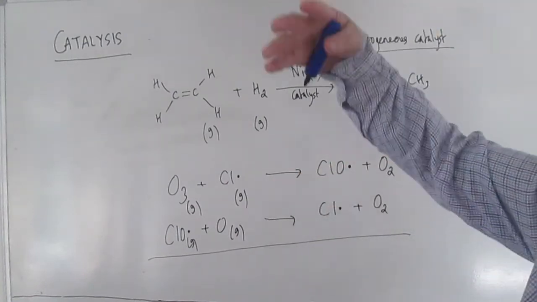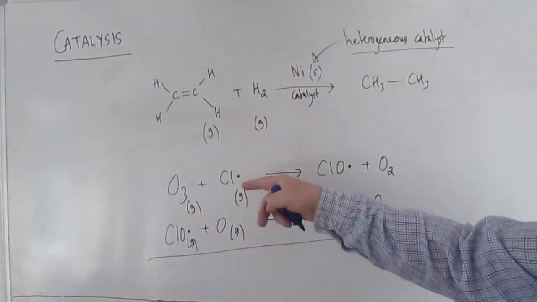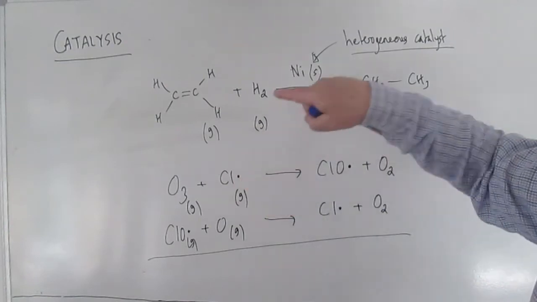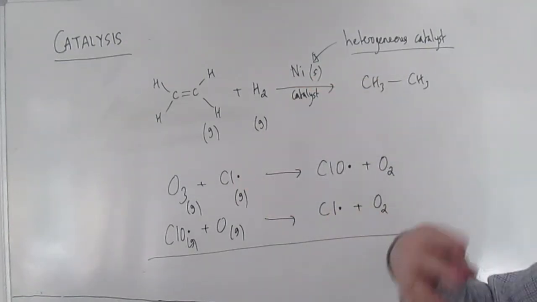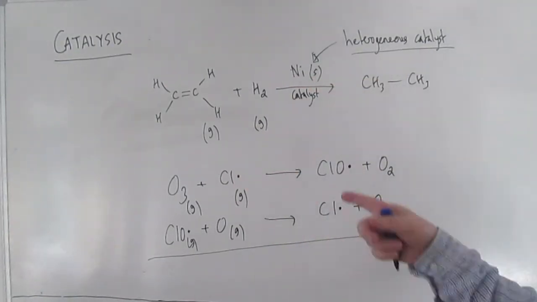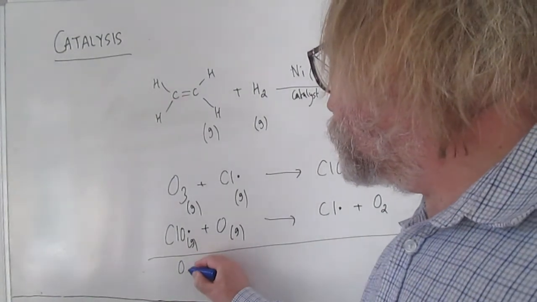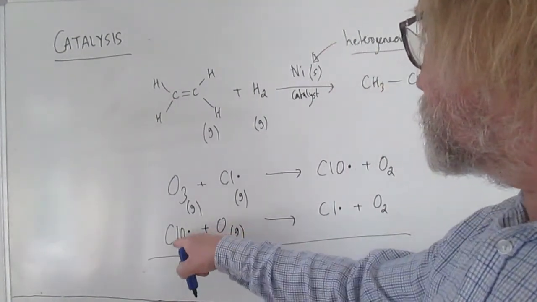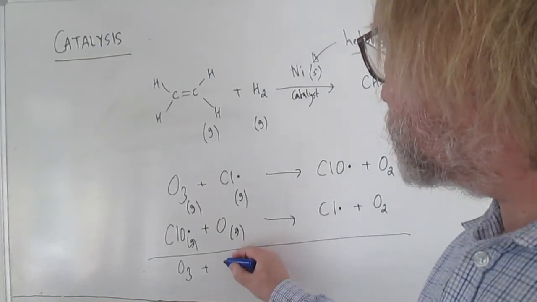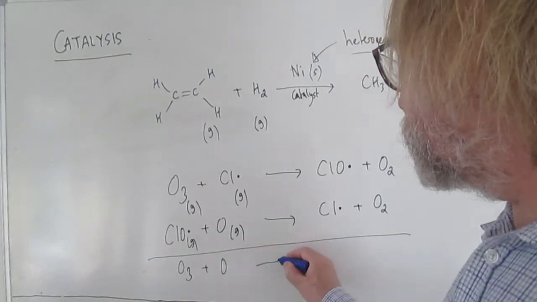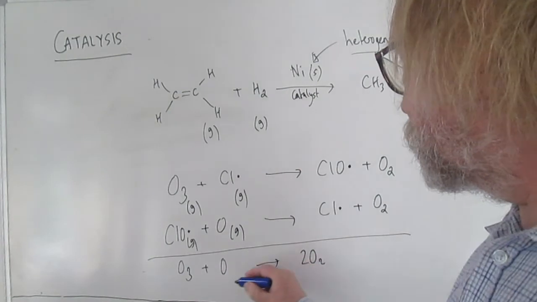It's not that the catalyst isn't involved in the reaction, it very much is. You can see that it reacts, but then it gets regenerated. So overall, it's not used up. And therefore the overall equation, once you cancel out the chlorines and also the ClO intermediate, is that you get O3 plus O goes to 2O2.